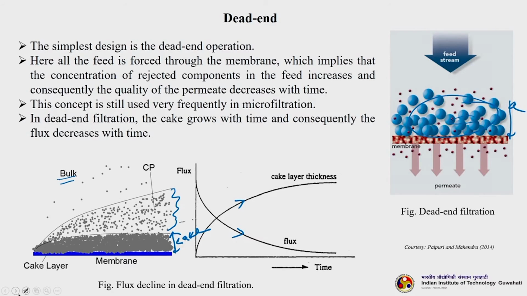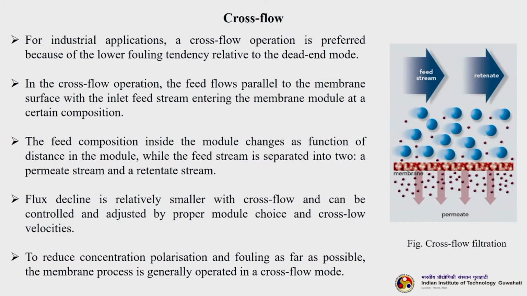Okay. So, in the cross flow system, mostly industrial application cross flow systems are preferred because of the lower fouling tendency. Why is it a lower fouling tendency? Just imagine, the feed is flowing here, the retentate is going there, so it is flowing like this. Whatever solutes get deposited on the surface are subsequently washed to a certain extent by the feed flow rate.